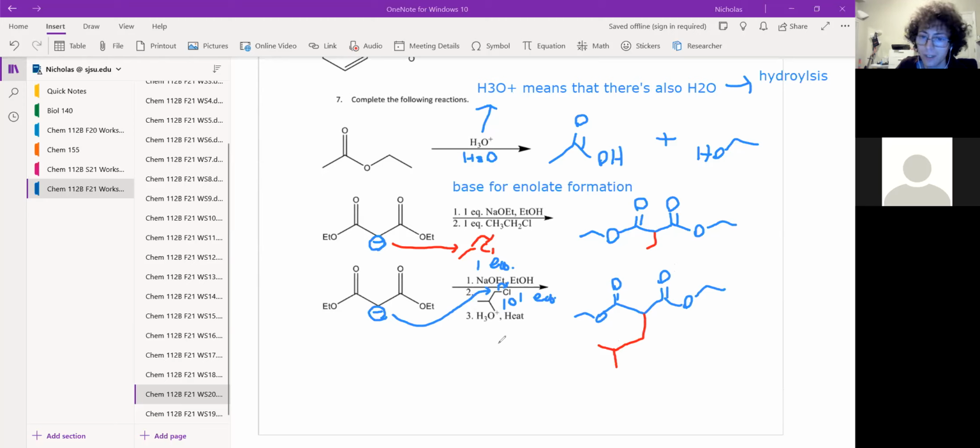And then in the third step, now we have an extra step. We add acid and heat. So the purpose of the acid is the same purpose this acid in the first reaction here did. We have 2 esters. We're adding acid and water. So this is just going to do hydrolysis on those 2 esters. It's going to turn them into carboxylic acids.